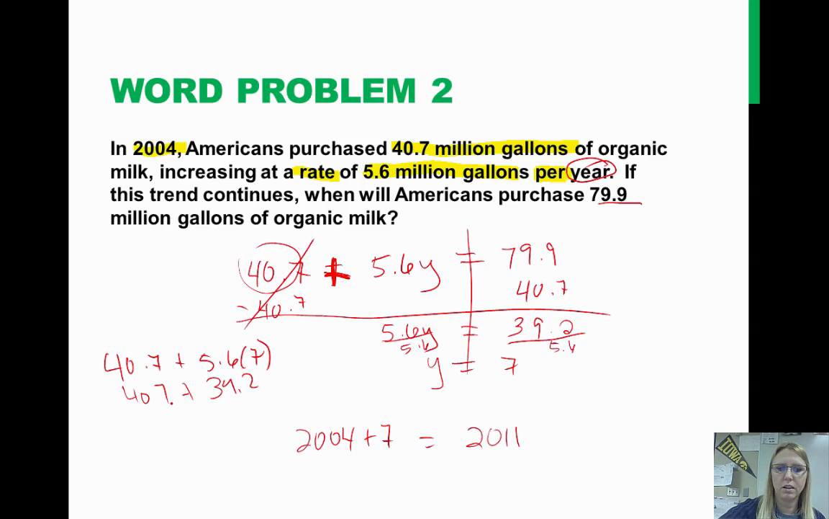Adding that together, we do indeed get 79.9. So this looks like it's correct. Now let's logically think about this. Does that seem like a logical answer for 7 years?